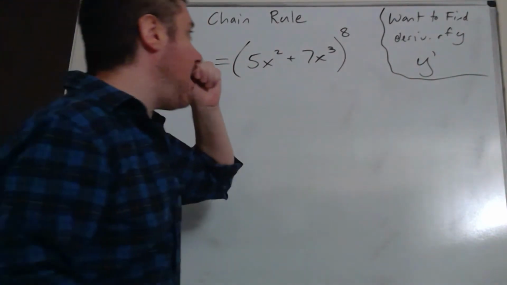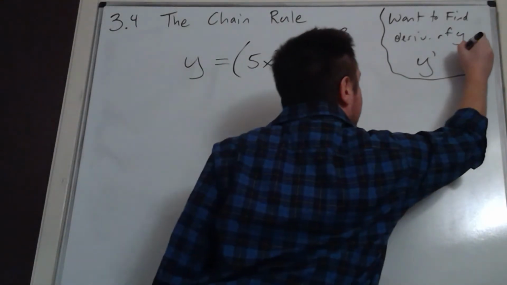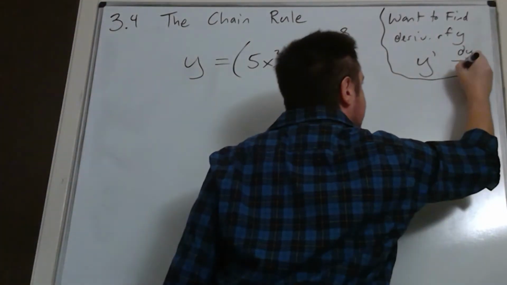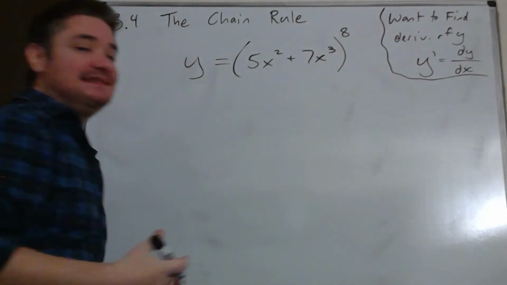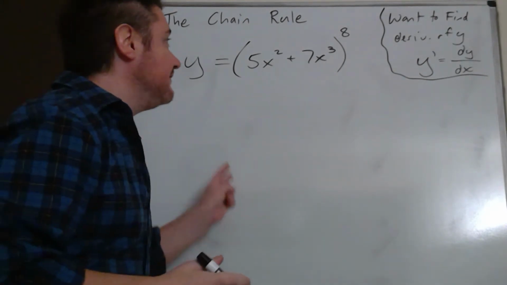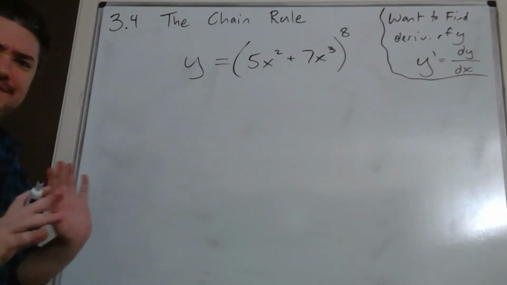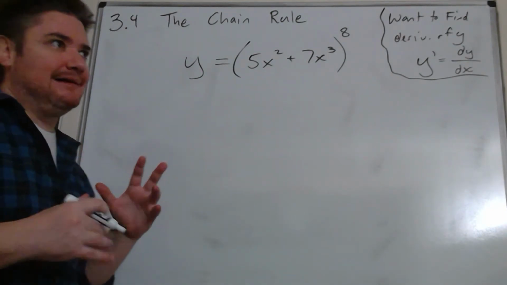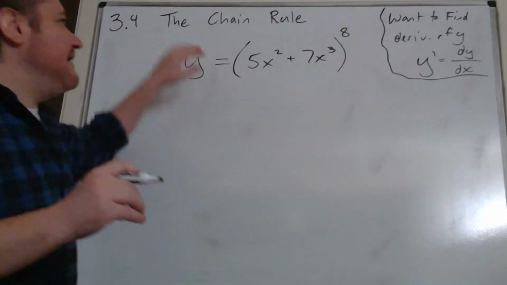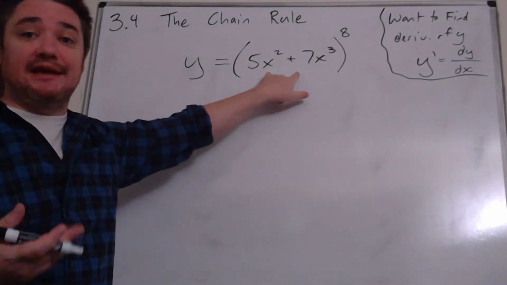Okay, so we want to find y prime. Y prime, remember, means the derivative of y with respect to x, right? That's the denotation. So y prime is the same as dy dx. So I'm trying to take the derivative of this thing. So sort of a preview to what you're going to do in the next section, implicit differentiation 3.5, is if this is true, that y is the same as this thing, that's what the equals means.